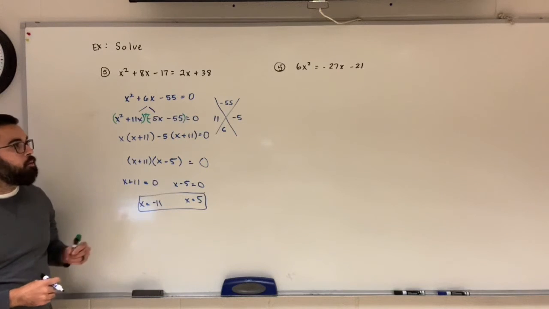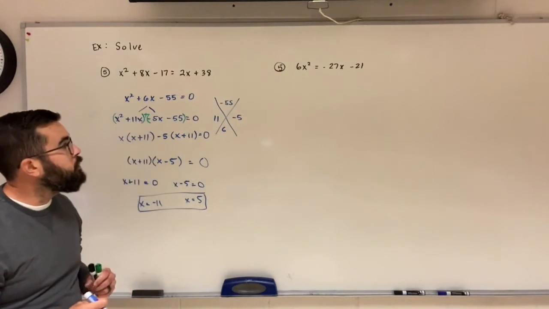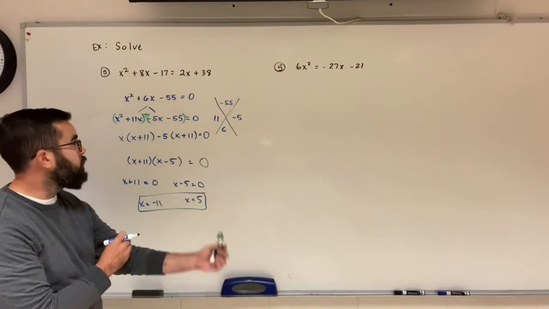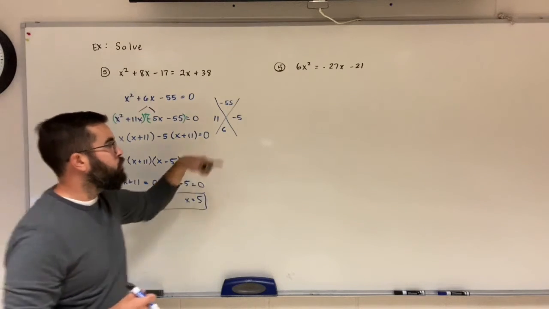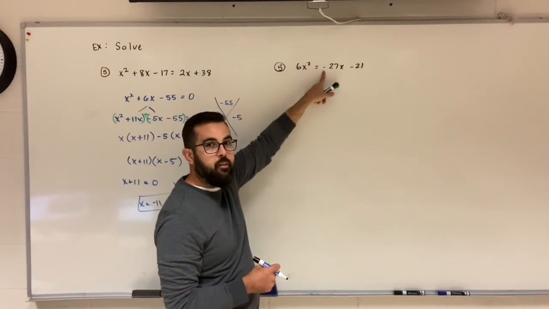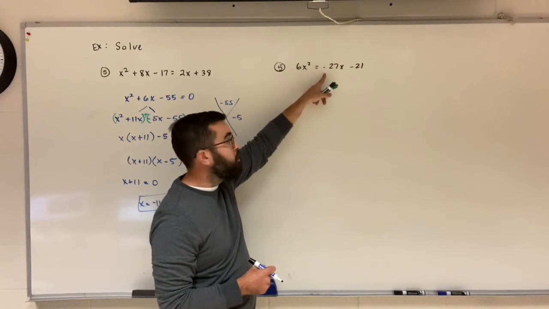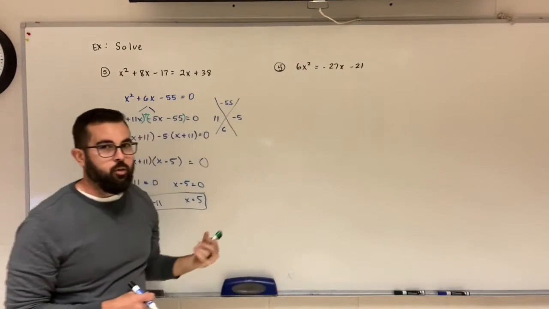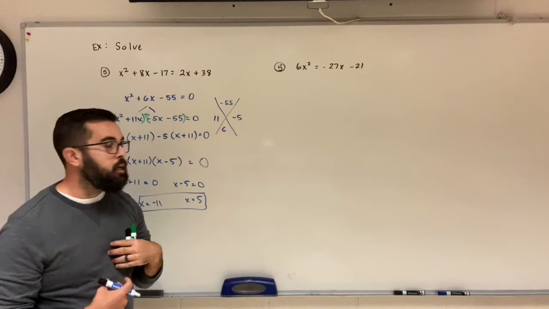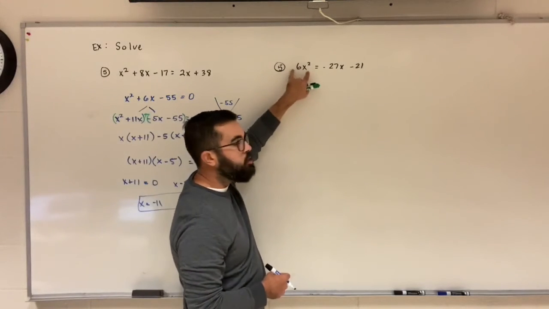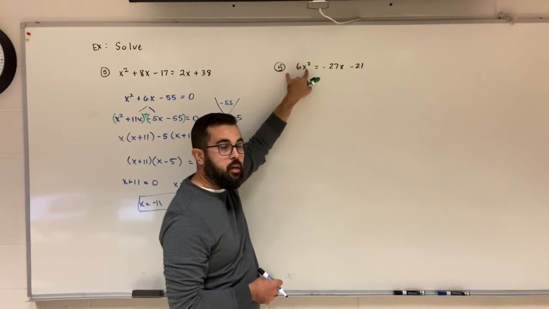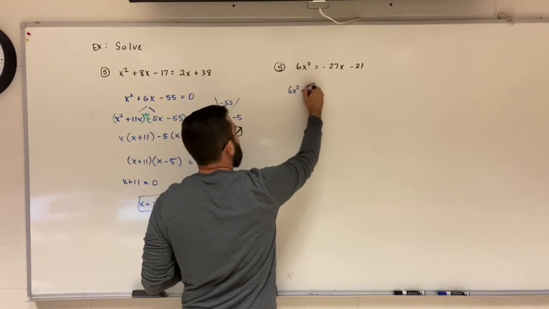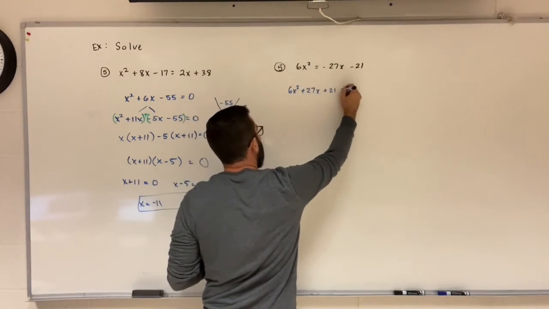All right, next problem. We have 6x squared is equal to negative 27x minus 21. Now, we want to get a 0 just like we did in this problem. You have an option. You can move this 6x squared over to the left, and then you're going to be left with negative 6x squared. Or you can move these two terms to the left. The choice is yours. All right? For me, personally, I like to have my x squared term positive. So I'm going to move these over to the left. And what I'm going to end up with is 6x squared plus 27x plus 21 is equal to 0.